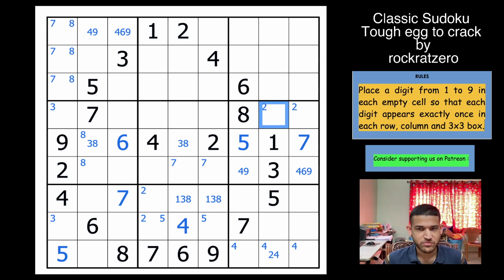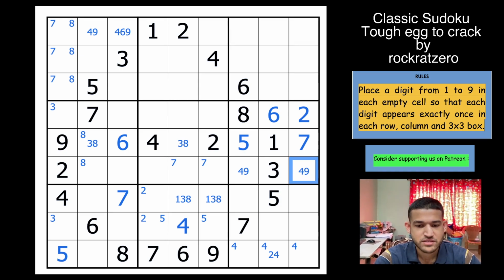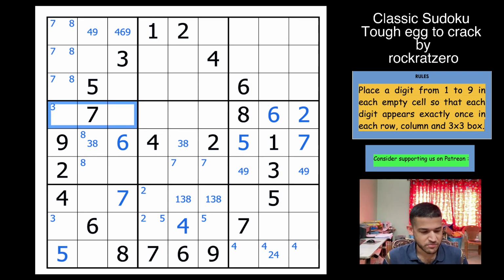6 goes here and that pushes the 2 in here. That means this is a 4-9 pair. That 4 and this 4 gives me a pointing pair of 4s here. So you have this cell not taking 6, 7, 2, 9, 3, 8 and 4. So this is 1 or a 5, a bivalue candidate. That is interesting.